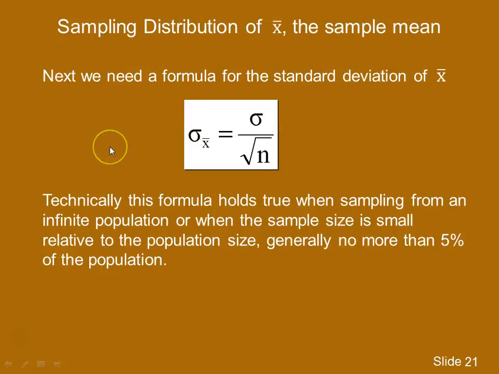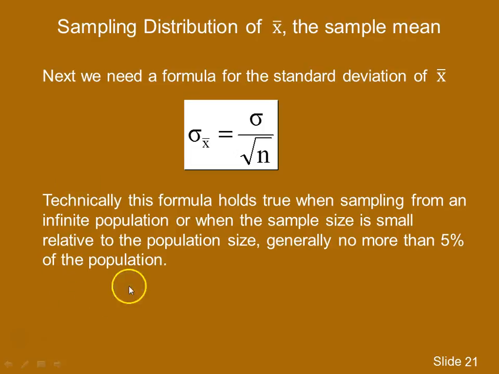Next, we need a formula for the standard deviation of x bar. Now this one won't be as intuitive as the mean just was. The formula we're going to use is that sigma x bar is equal to sigma, the population standard deviation, divided by the square root of n. By the way, sigma x bar is referred to as the standard error of the mean.